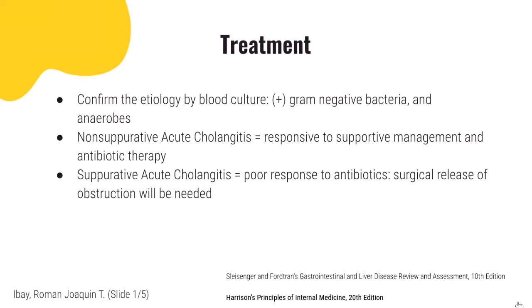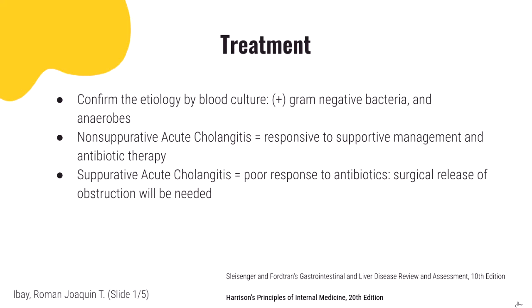So, for the treatment of acute cholangitis, I will just discuss in running the approach to Harrison's because it was already previously discussed by the first BGD. So, for Harrison's, it's important to classify the patient as whether he has non-suppurative or suppurative acute cholangitis. Non-suppurative acute cholangitis is usually responsive to antibiotic therapy and supportive management, and it will also require drainage right after that management. Then for suppurative acute cholangitis, usually that's an emergency case, so it has to be attended right away, and surgical intervention will have to be the mainstay of treatment.